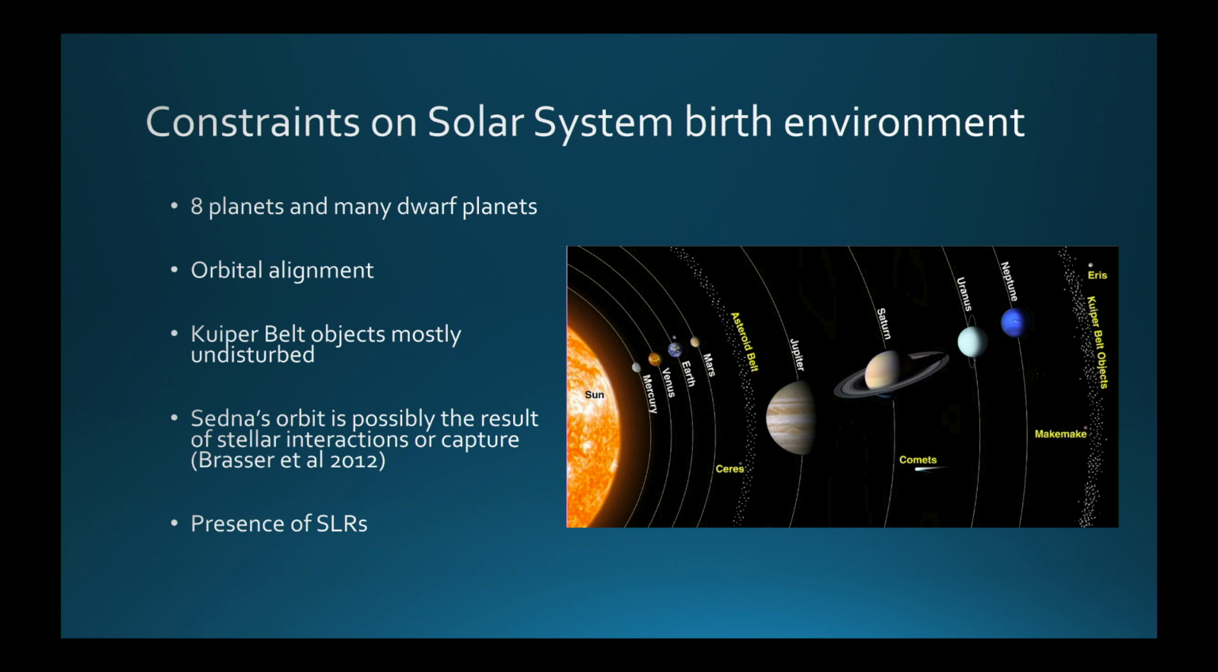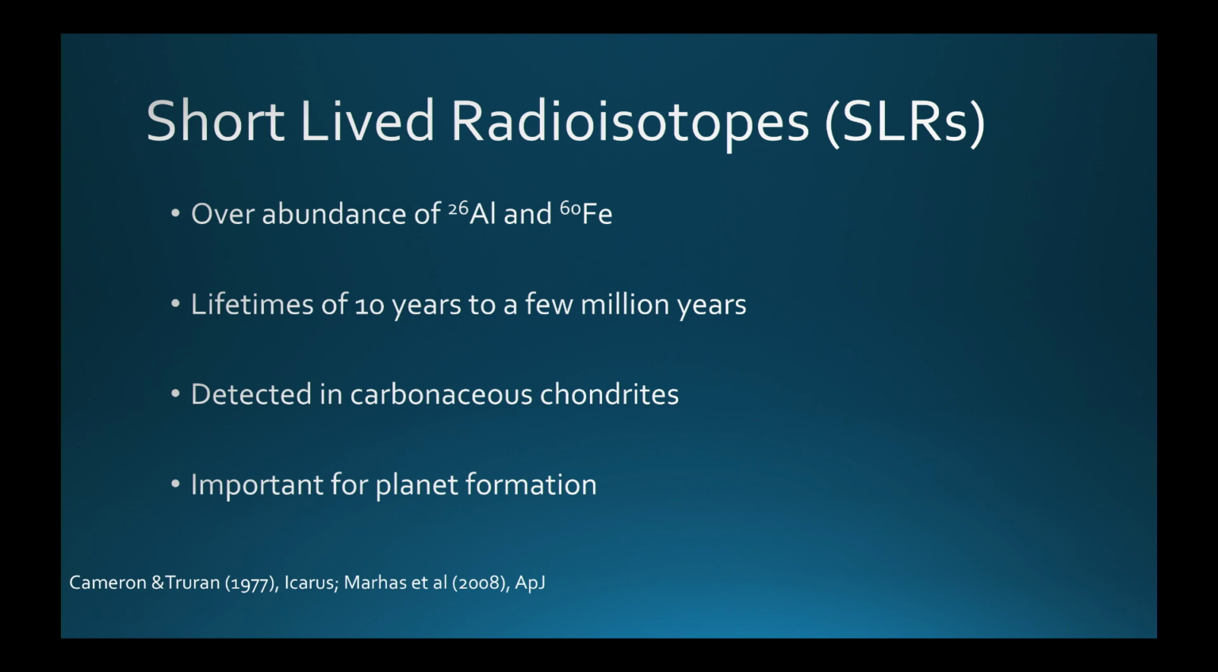The other big one that I'm going to be talking about today is the presence of these things called SLRs. So what are these SLRs and why are they important? I'm particularly focusing on aluminium-26 and iron-60. These have very short lifetimes, and they are detected in carbonaceous chondrites, which we think represent the initial conditions when planets were forming. So the fact that they are in these chondrites means that these short-lived radioactive isotopes had to be present at the very beginning of planet formation. And we actually think they're quite important to forming something like planet Earth.